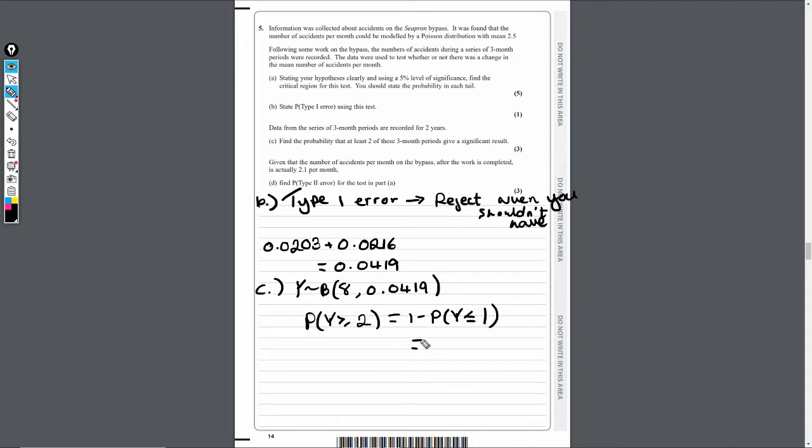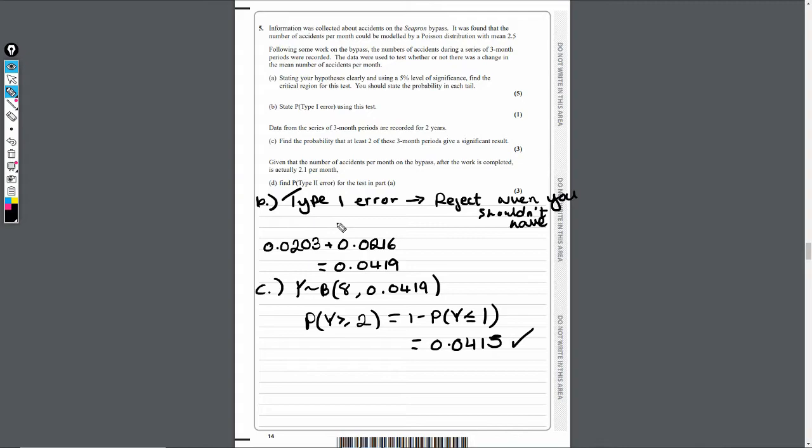And if you just plug this in on your calculator now, using the binomial distribution on the stats mode, you're going to get 0.0415. And there we have it. So that's the probability for C there. And then finally for D, we have to find the probability of a type 2 error. And it's modelled by a slightly different scenario, because after the work's completed, the actual mean is 2.1 per month.